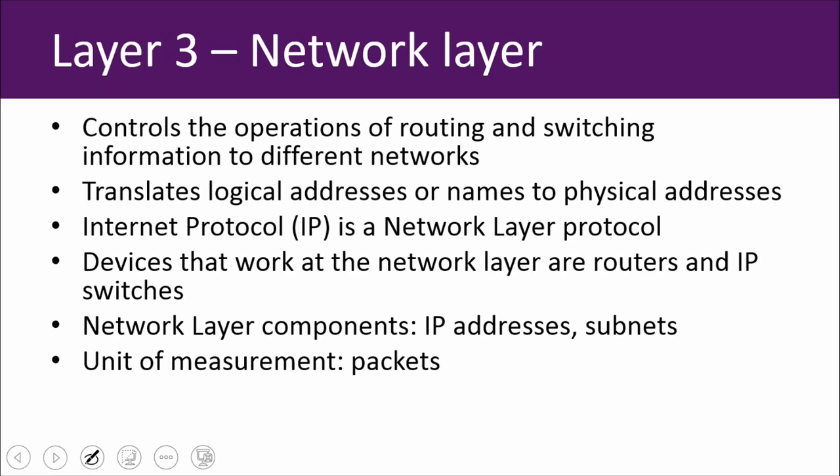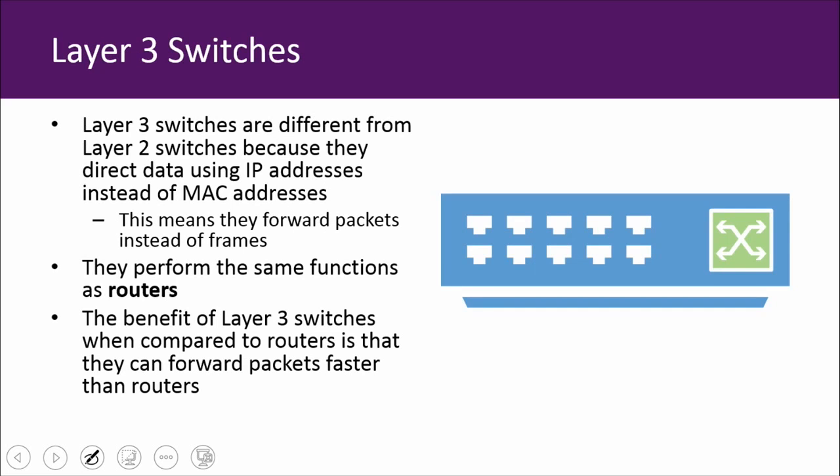Also, IP is typically what it's referred to as. And devices that work at the network layer are routers, and then layer 3 switches, which can also be called IP switches. Okay. There are a few different network layer components. You've got IP addresses and also subnets, which we featured in our last module. And the unit of measurement here is called a packet.